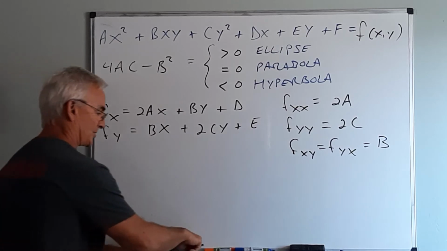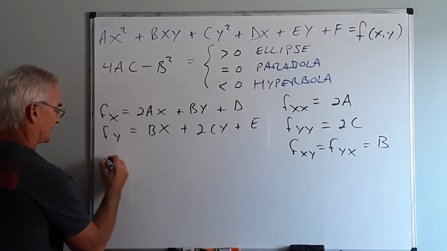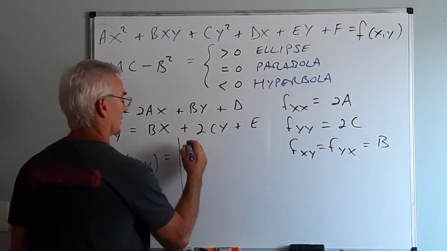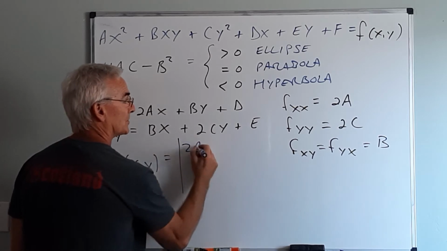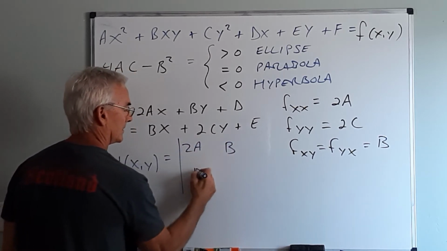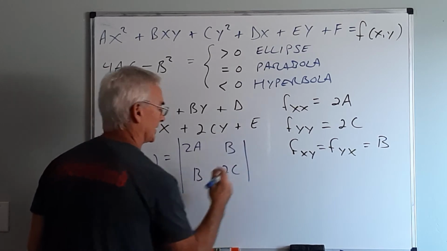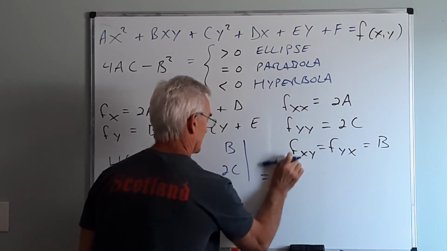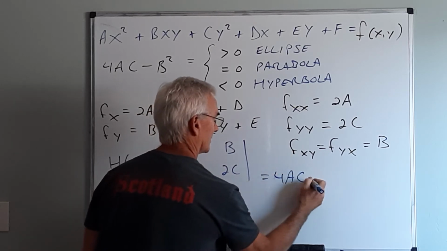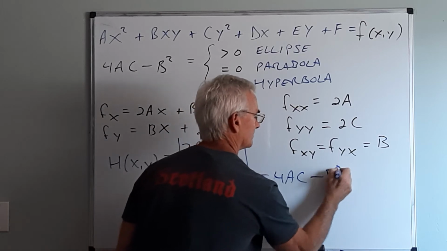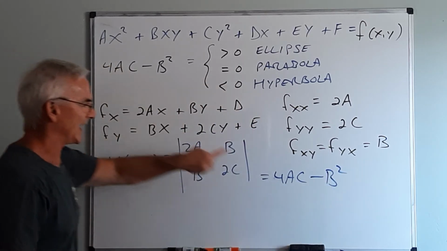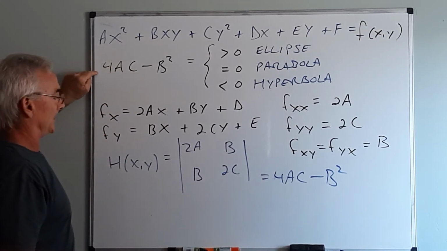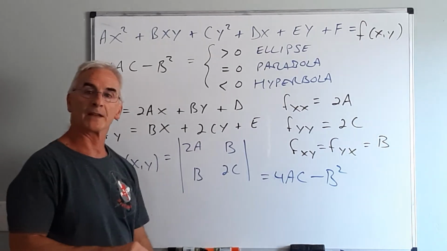So now let's look at the Hessian. If we consider the determinant of the Hessian, I would get 2a, b, b, 2c. And we notice that the value of the Hessian is 2a times 2c minus b squared. We get the exact same value when we take the Hessian of this three-dimensional conic as we did when we did this. So we're going to consider, how does this affect our naming of this particular shape?